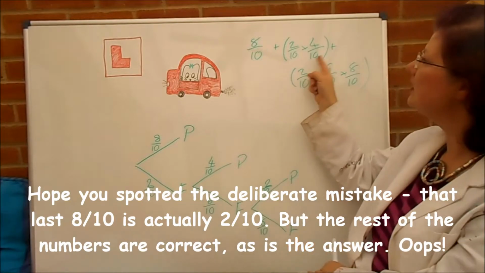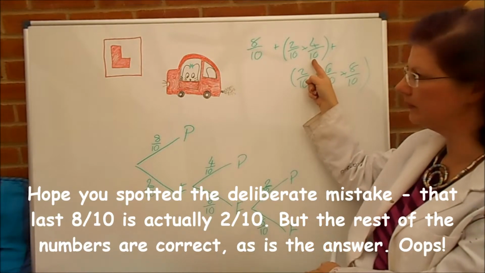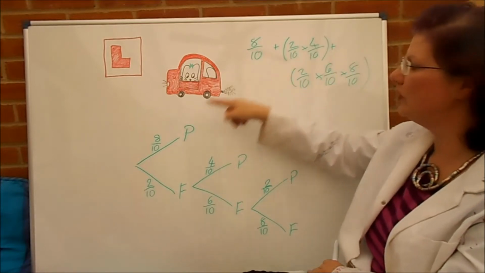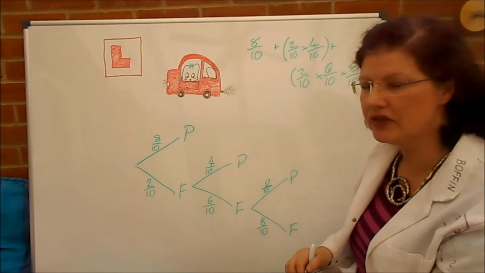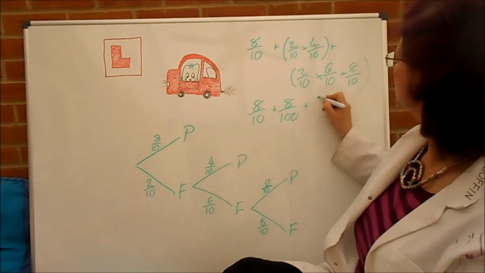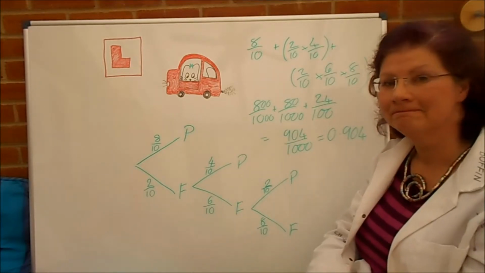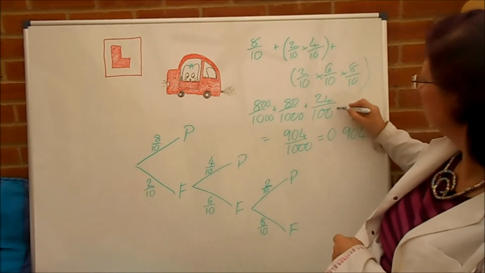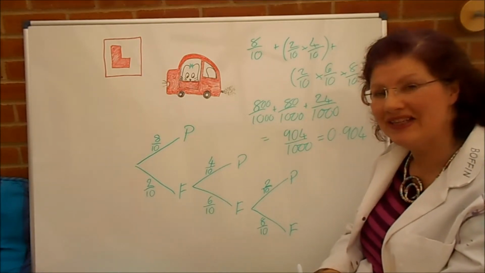Okay, we're timesing here because we want a fail the first time and a pass the second time, and fail the first and fail the second and pass the third, but we're adding between them because we can go this route or this route or this route. Okay, so I'm just going to add that lot up. I'm going to speed this bit up again because it's fairly boring. We're watching adding fractions. Here we go. Okay, there we go. Hopefully you know about adding fractions, common denominator and all that lot. Common denominator, we get 904 over 1,000, or 0.904.